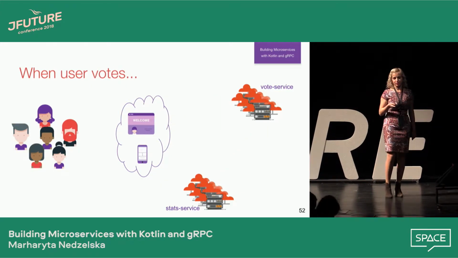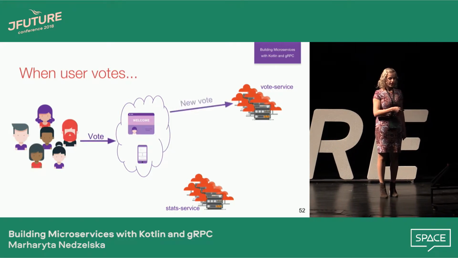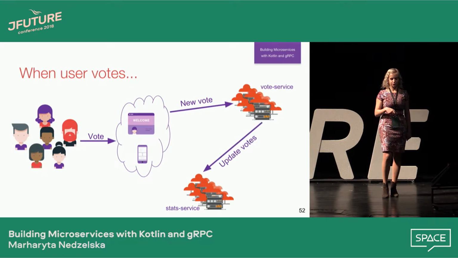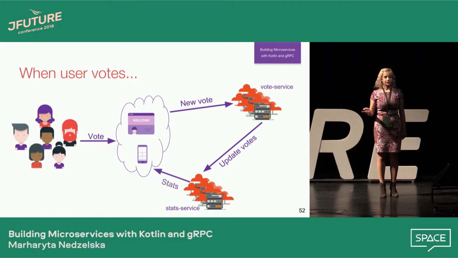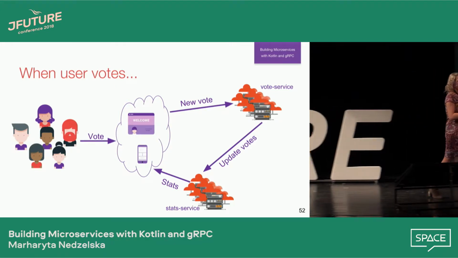And the most interesting part is we can vote. When we vote, a new vote is sent to the vote service, and the vote service sends an update request to the statistics service, and the statistics service updates our client. Pretty simple microservices architecture. It's okay. So let's implement this.